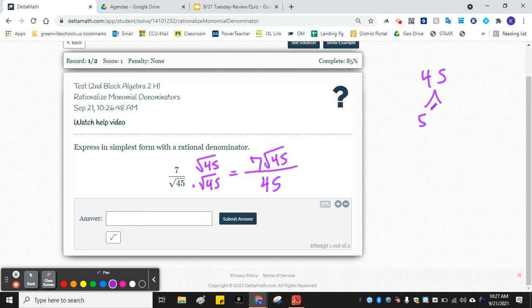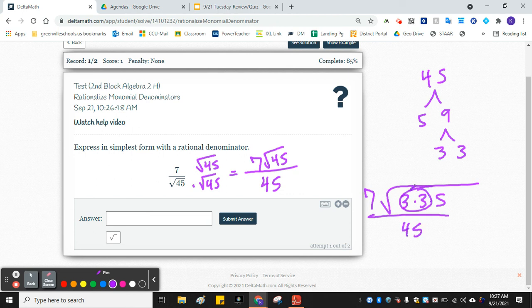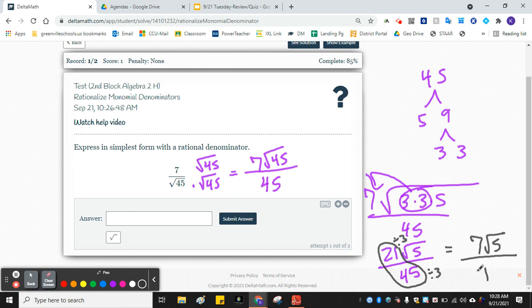5 and 9. 3 and 3. 7 square root of 3 times 3 times 5. So 21 square root of 5 over 45. And then your numbers are both divisible by 3. And those can't simplify because this is in the radical and that's not. So that is your answer.